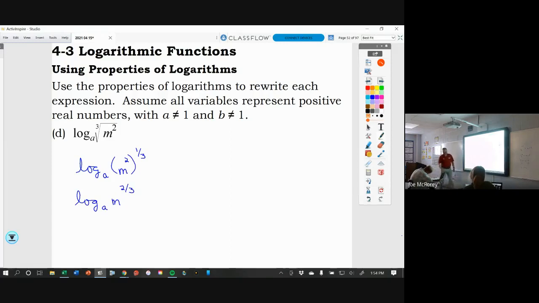Bring it to the front. 2/3 comes up front. Didn't you just put the one on the inside on top? That's what we did, without the extra step. I would have gone from here to here, because I can look at that and write that.